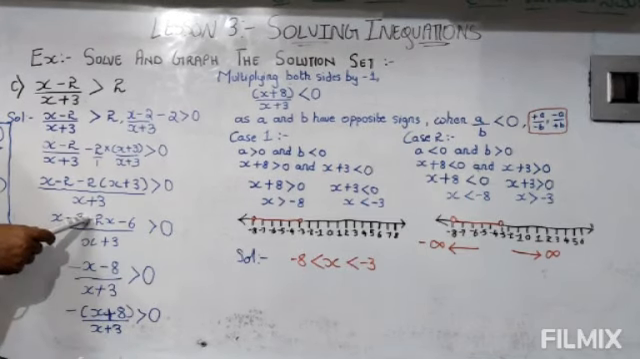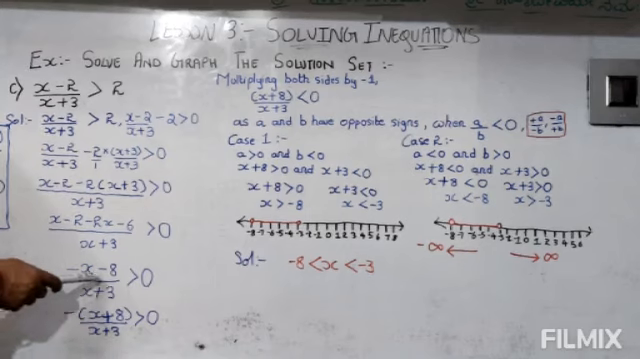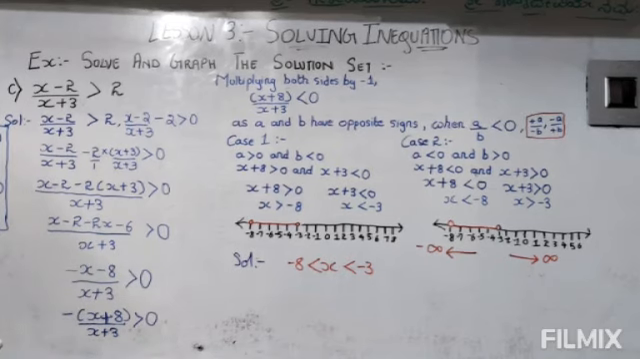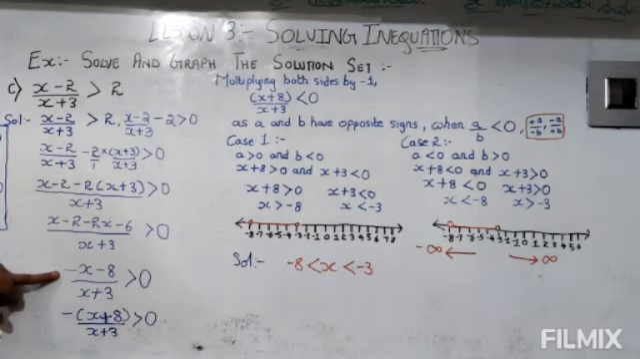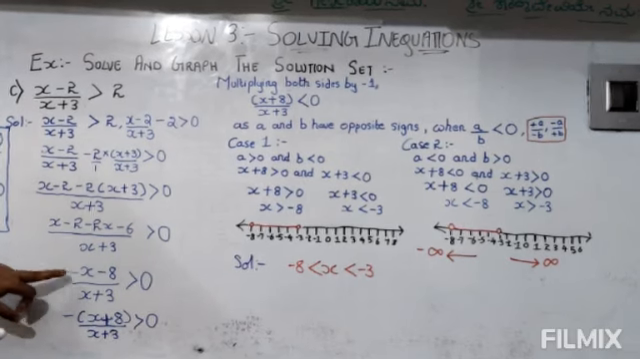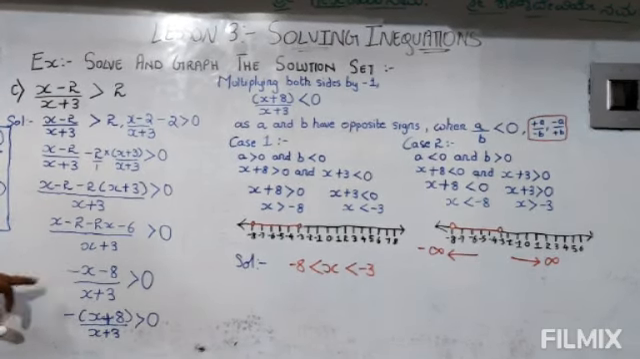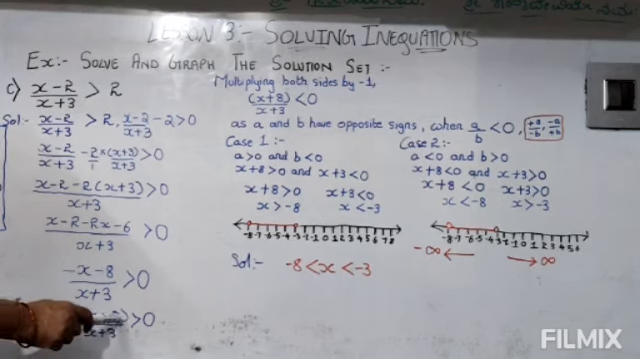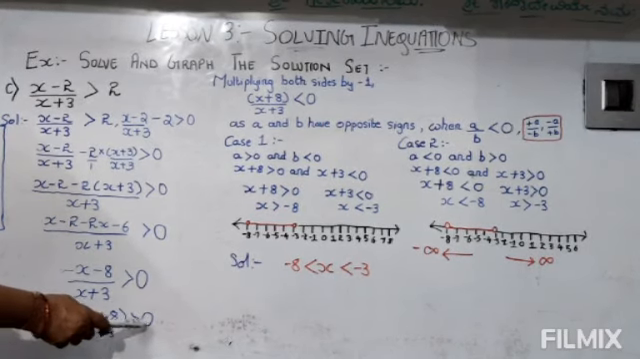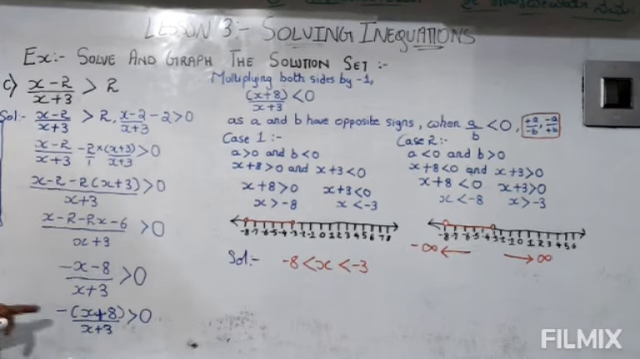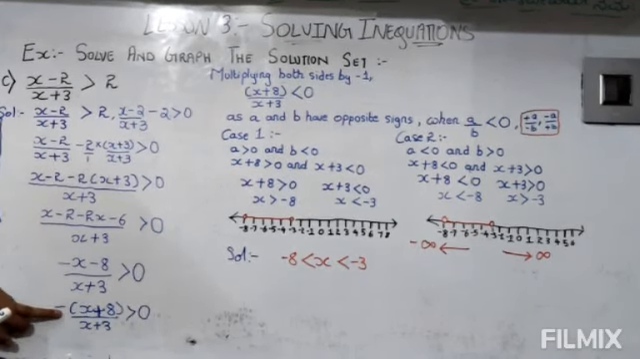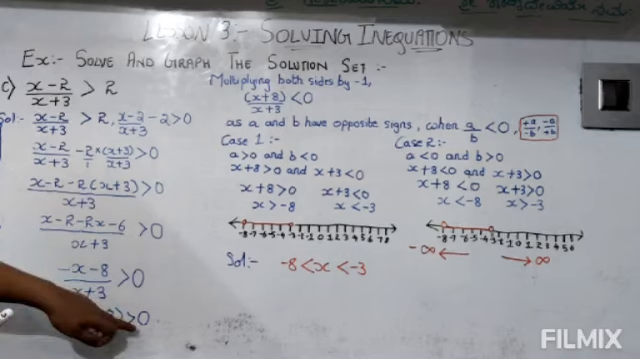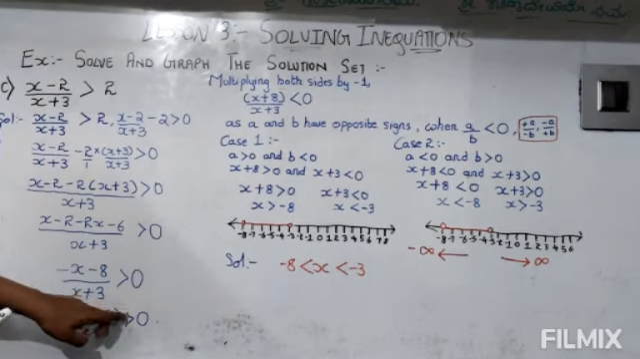Minus 6 minus 2 is minus 8, divided by x plus 3, greater than 0. So I have to make this one positive, so I am removing this minus outside. Minus into minus gives plus, so 8 by x plus 3 is greater than 0. The next step is to multiply both sides by minus 1. If I multiply both sides by minus 1, the sign changes.